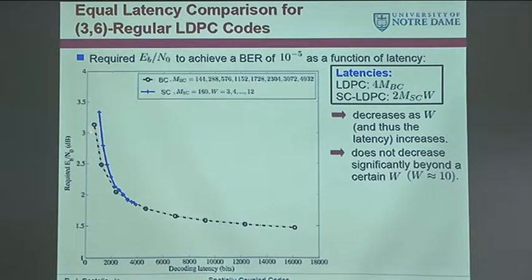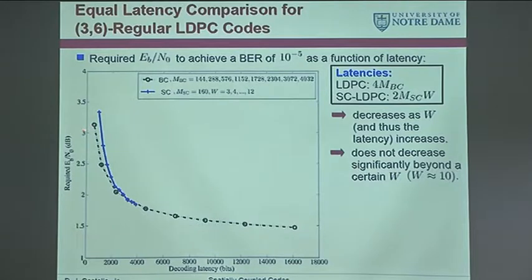So the black curve here is for different block code lifting factors. And the latency is 4 times the block code lifting factor in this case. This is a slightly different protograph than the one earlier where we would have had a 6 here. Okay.